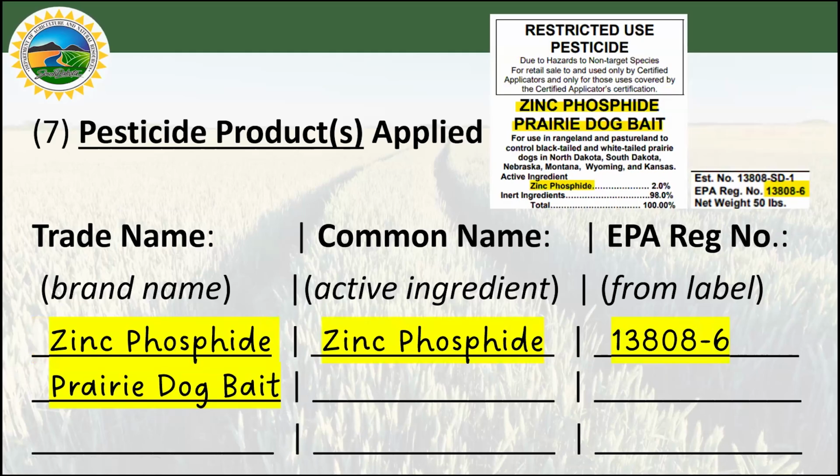The trade name is what the brand name is, and so on our label, the brand is zinc phosphide prairie dog bait. The common name, which is another item you need to keep, is what the active ingredient is. So in this case, the active ingredient right from the label is zinc phosphide. And then the EPA registration number, which is probably the most accurate way of writing down what the product is that you're using. It comes also right from the pesticide label. It says the EPA registration number, and that's what you will write down.